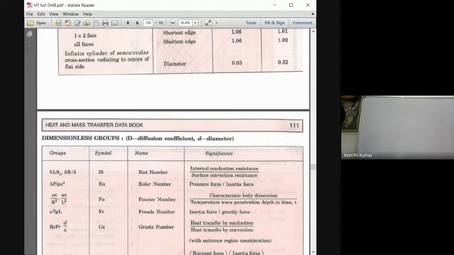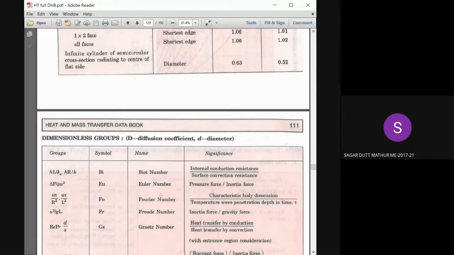Before the convection chapter, there is one sheet called dimensionless groups. Everybody can see the data handbook, no? Which I presented. Can you see? Which I shared? Yes, sir. We can see it.